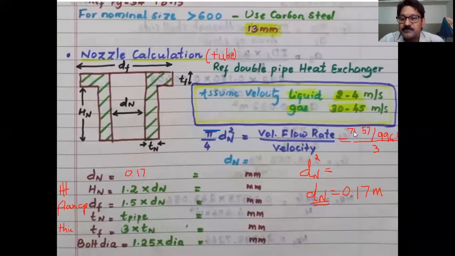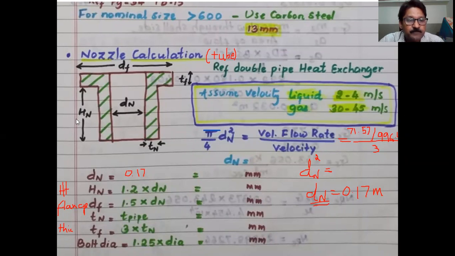The volumetric flow rate is not known, so therefore I am taking the mass flow rate. The mass flow rate of water is 71.57 divided by density, which will give you the volumetric flow rate. The velocity of a liquid is 2 to 4, therefore I am taking 3. From this calculation, you get dn is equal to 0.17 meter.